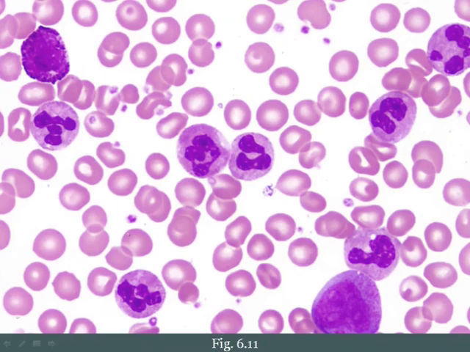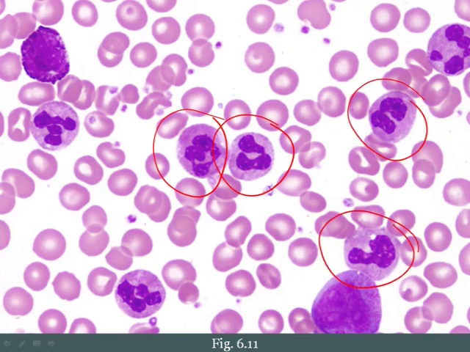If we have a slide and we're looking at chronic myeloid leukemia, what we're going to see is an increase in the granulocytes. So all of these are clearly granulocytes. And we might even see some early precursor granulocytes within the blood.